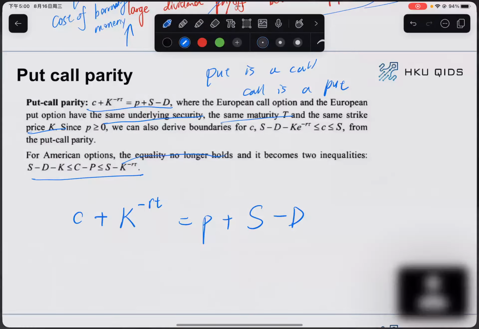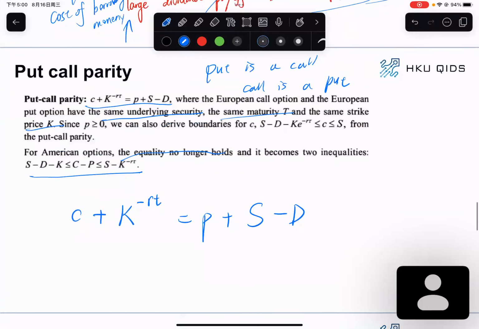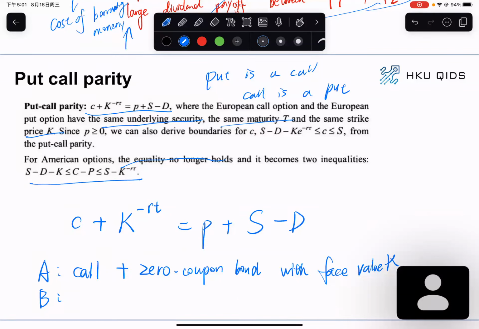So basically for the left-hand side, I can consider it as a portfolio A, which is just a call option plus a what? A zero coupon bond with face value K. And the right-hand side as a portfolio B, which is just a put plus the underlying stock.